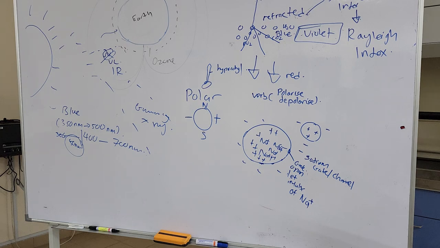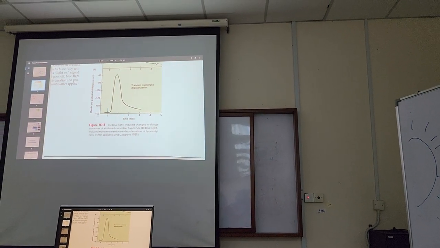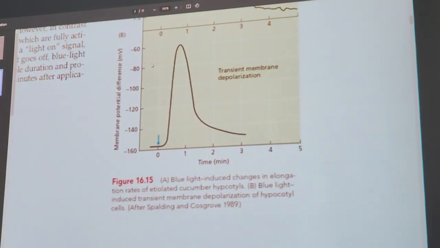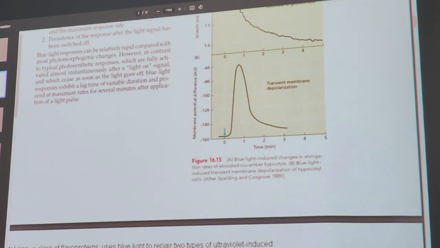But it won't last for long, and eventually the sodium gates realize, oh, I've opened a bit too much, and now they start to close back. This is just the natural feedback mechanism. If you look at this, membrane potential difference in millivolts: no blue light, minus 160 millivolts. With blue light, there is a sudden loss to about minus 100 millivolts. So that's why we know this is the general effect of blue light. Okay? All right.